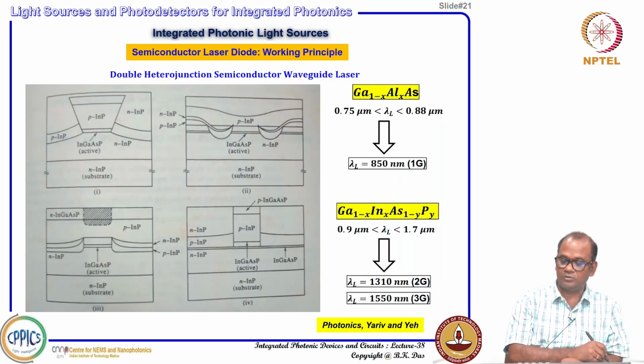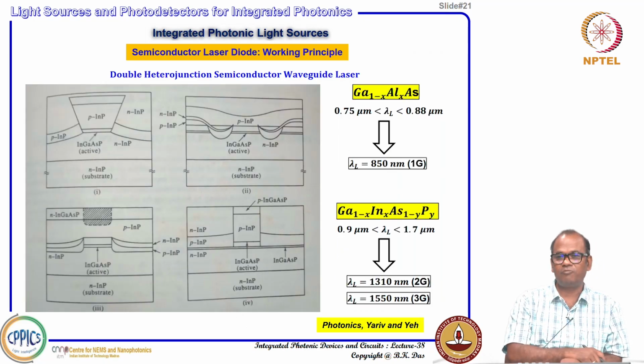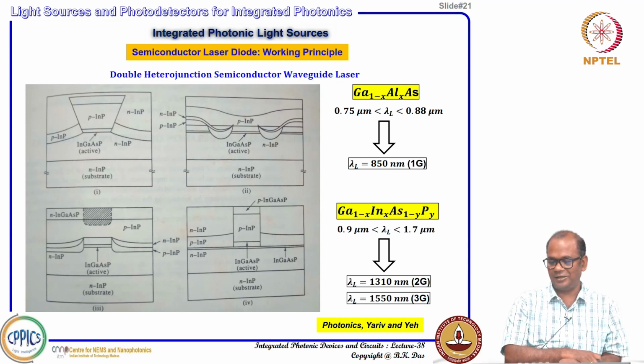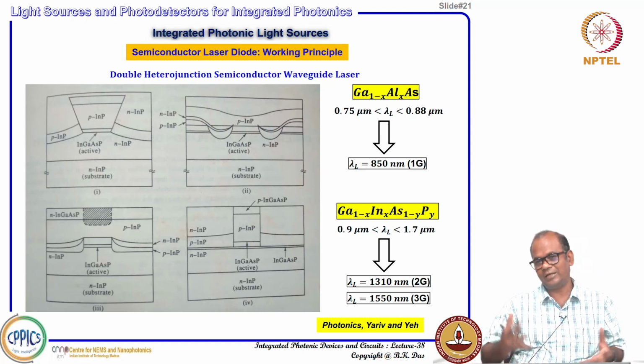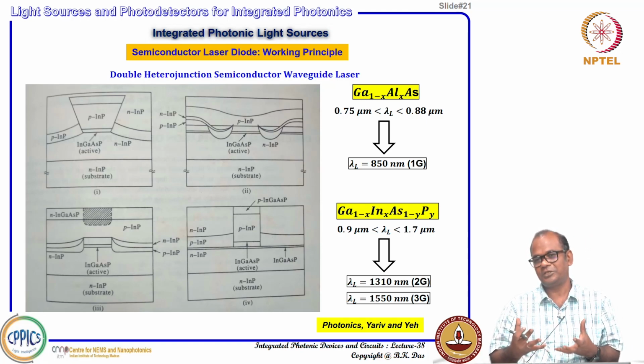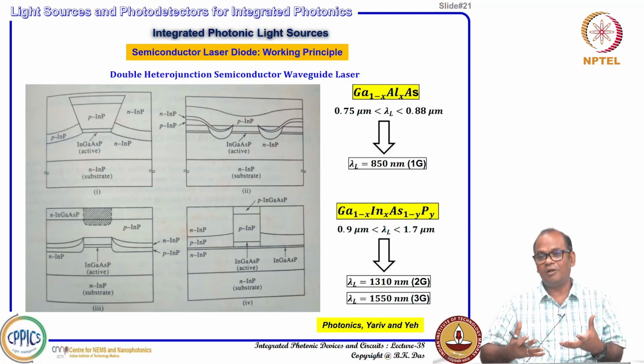And I just want to complete one more thing. So far we have been talking about the first generation communication window, because gallium arsenide lasers emit at 850 nanometer. But as I mentioned, I will also show in the next lecture that if you engineer a suitable alloy composition, then you can manufacture compound semiconductors which, if you fabricate a laser diode, can emit longer wavelengths as well.